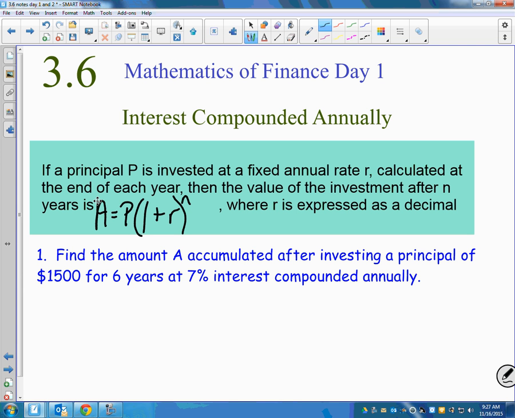Hold on, don't write that. There's one that's more complicated. One plus R to this. Okay.